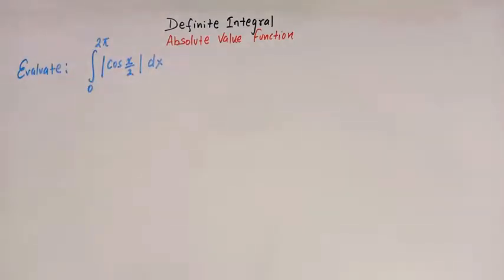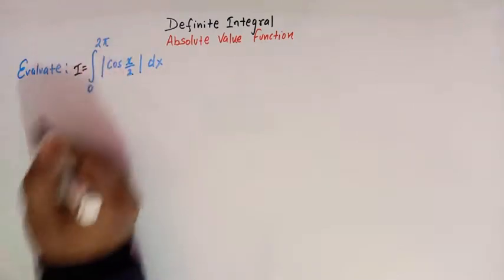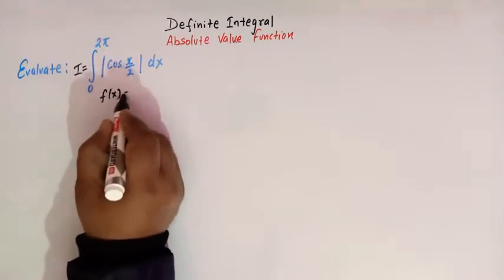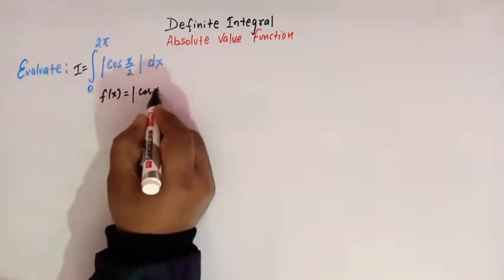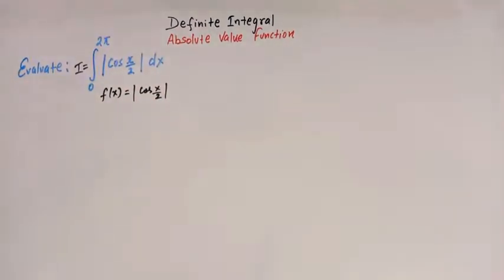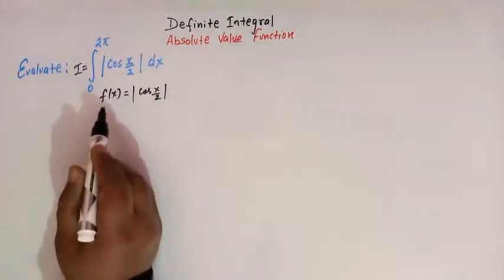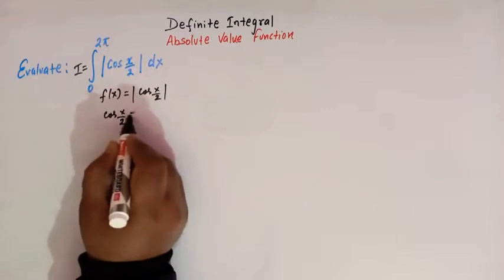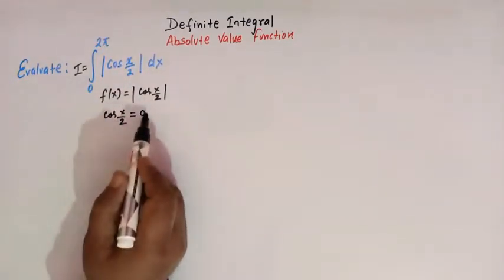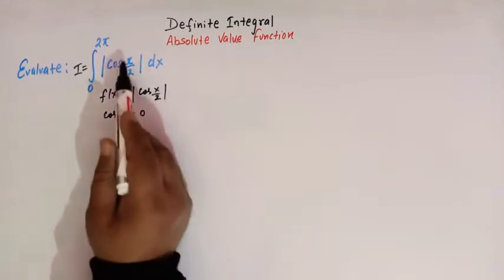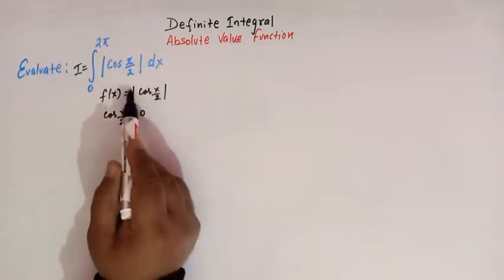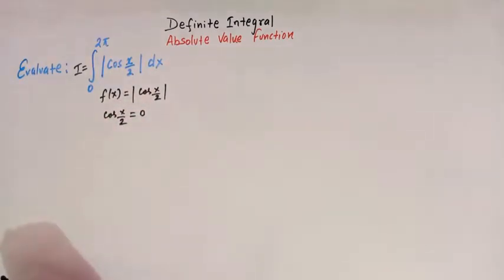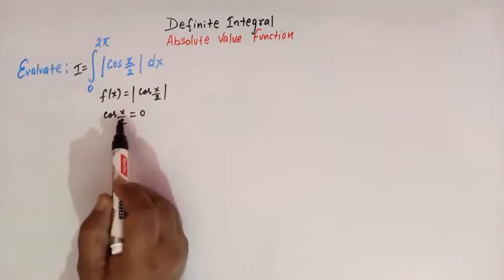So let us start. Let us first call this integral as I, and let us denote this function, that is mod of cos x over 2, by f of x. Now let us first find out the critical points of cos x over 2 equal to 0. First we will solve this equation: whatever expression is given under this mod sign, we equate it to 0 and find out the permissible values of x.